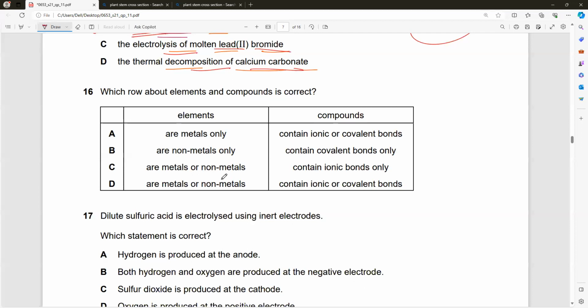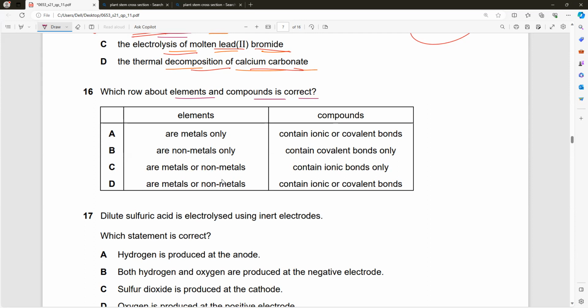So next. Which row about the elements and compounds is correct? In ninth class you will study chapter number 2, Is Matter Around Us Pure? There we will get elements, compounds, and as well as mixtures, homogeneous mixtures, heterogeneous mixtures and all. Anybody?